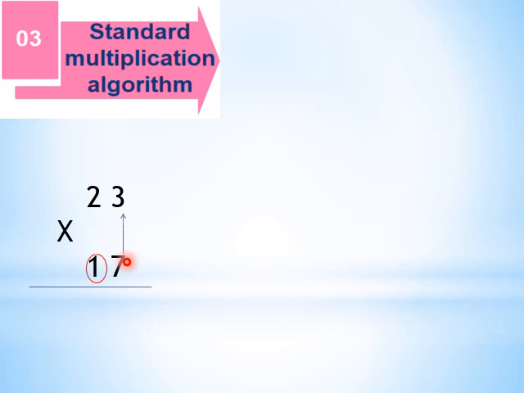So I multiply 7 by 3, equals what? Equals 21. So I write only 1 because this house is very small. It can't contain more than 1 digit. So I write 1 only and I will carry 2. Now I multiply 7 by 2. 7 by 2 equals 14. 14 plus 2 is 16. So I write here 16. I get 161. This is the product I get when I multiplied the ones digit by the other factor.